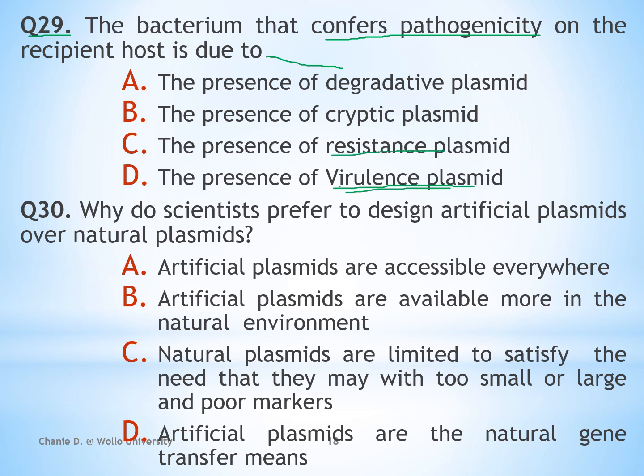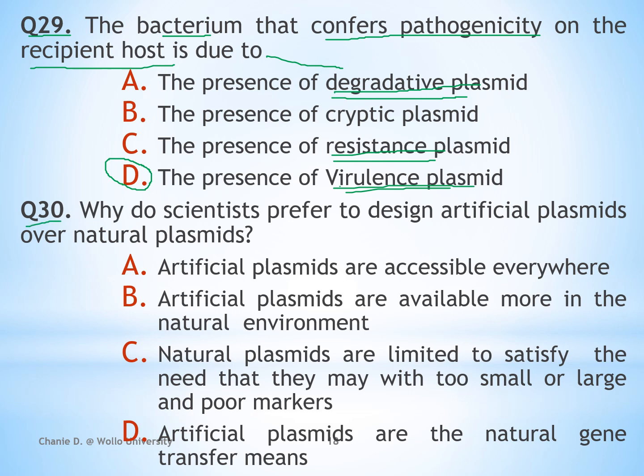Not the resistance plasmid. This resistance plasmid gives resistance ability to the bacteria, for different antibiotics, for different chemicals. Not the degradative plasmid to cause pathogenicity. This degradative plasmid allows bacteria to degrade different matters, to decompose different materials. So the plasmid found in bacteria enables the bacteria to cause pathogenicity over the recipient host. So D is the correct answer for question number 29.